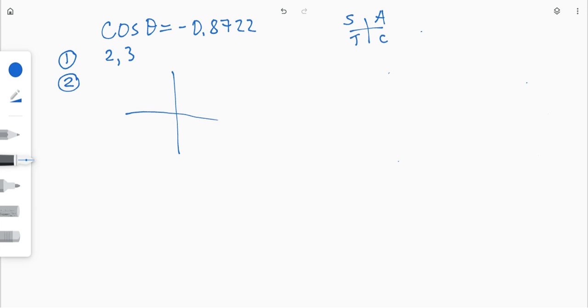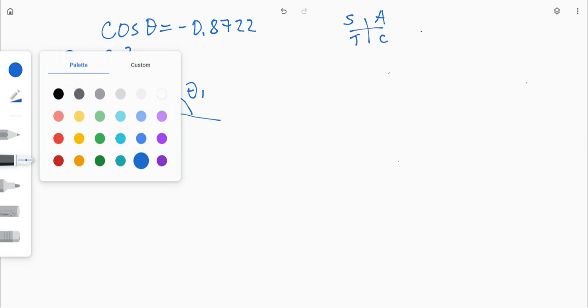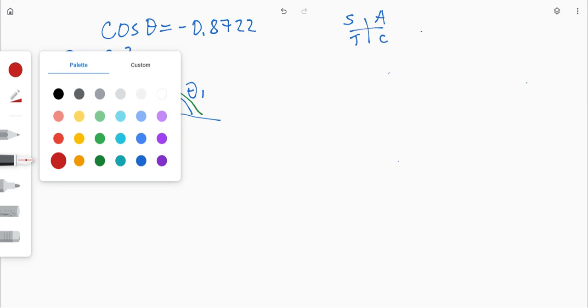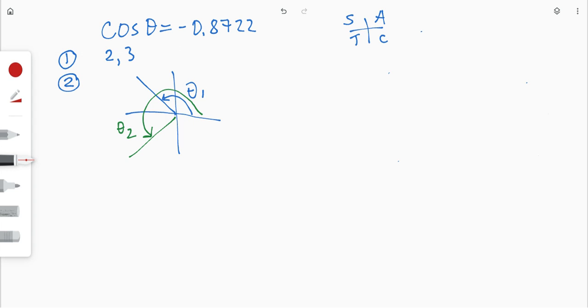So second quadrant is something like that, is going to be theta 1. And third quadrant is going to be theta 2. I also recommend highlighting the related acute angle on your sketch. So in the second quadrant, this angle in red is going to be angle beta, which is the related acute. And in the third quadrant, beta is here.